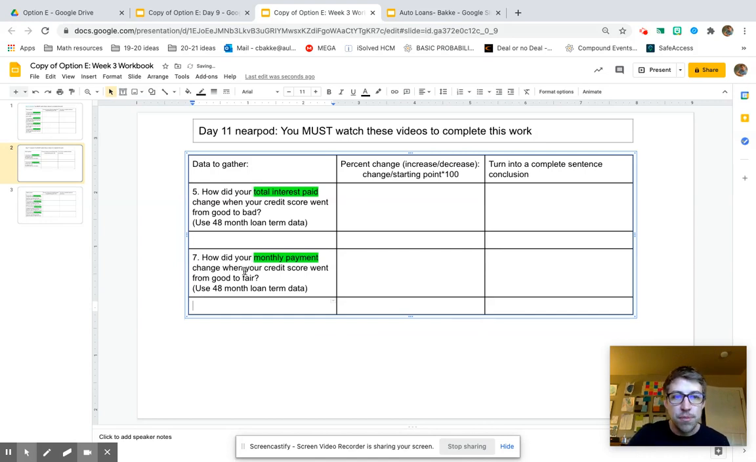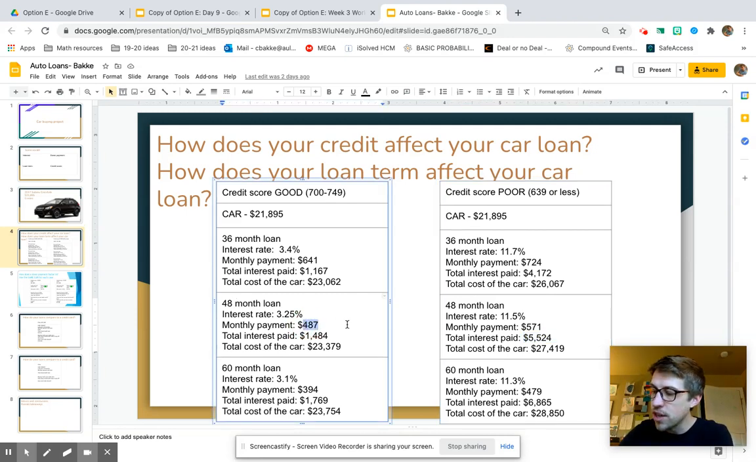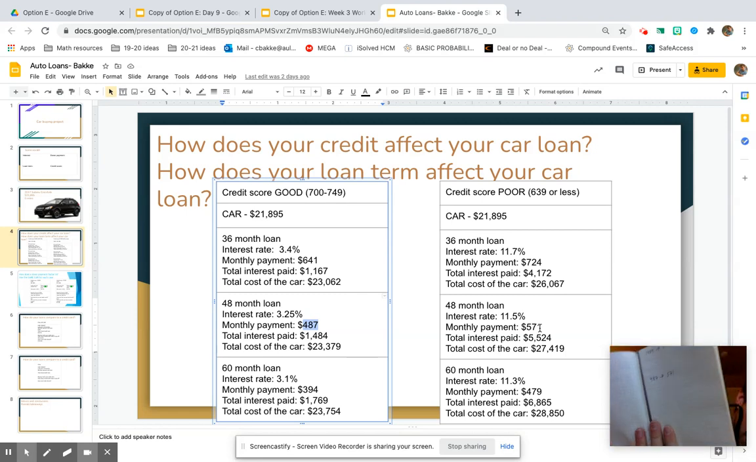Okay. So number 7. How did your monthly payment change when your credit score went from good to bad? So we'll go to the 48 months. My monthly payment here was $487. I'm going to draw an arrow, and with bad credit, my monthly payment was $571. So make sure that you guys have written down the total interest you paid for both good and bad, and then the monthly payment that you paid for good and bad credit, just looking at the 48 months. So then we can do our percent change math.